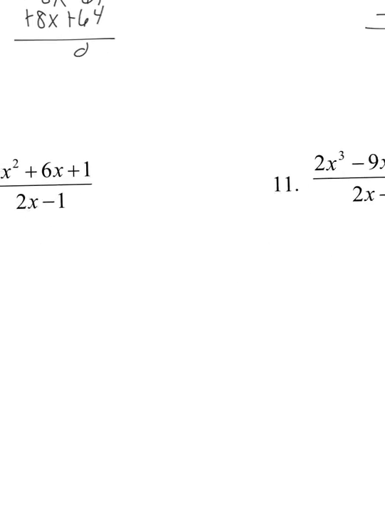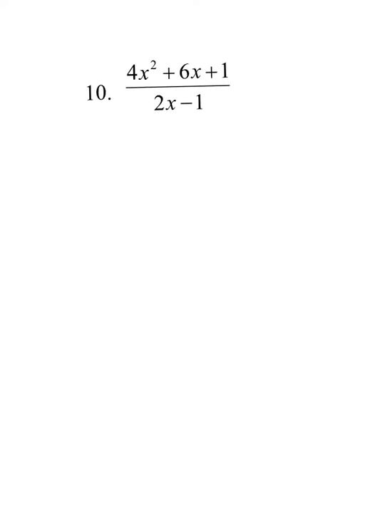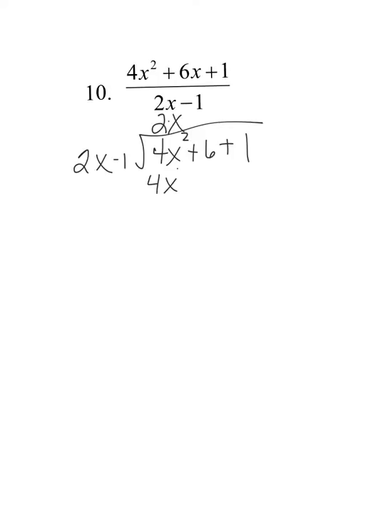It's these last two that are a little different. So looking at these, you can't factor 4x squared plus 6x plus 1 and be able to have it simplify with 2x minus 1. So we're going to use long division, so 2x minus 1, and then we'll do 4x squared plus 6x plus 1. We're going to take that same process. 2x goes into 4x squared 2x times. So 2x times 2x gives me 4x squared. 2x times negative 1 gives me minus 2x.